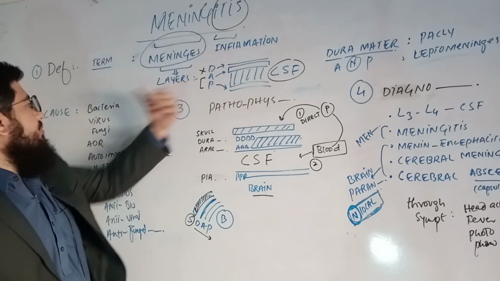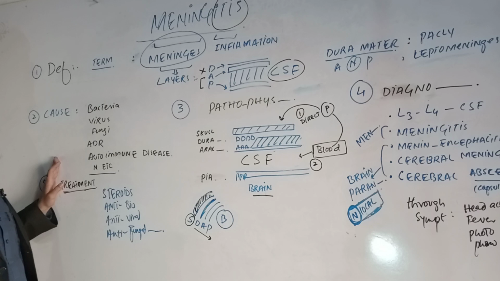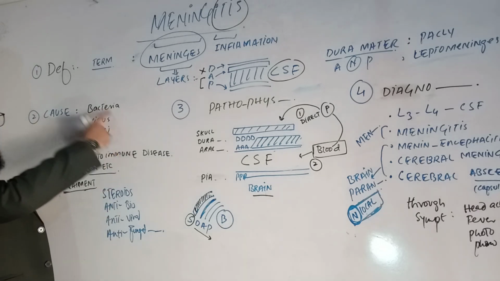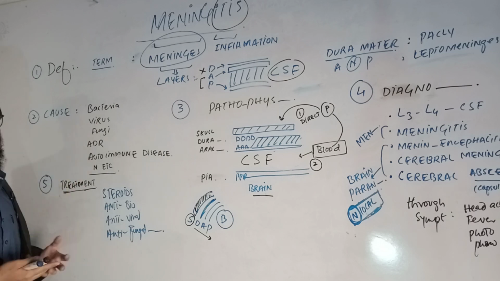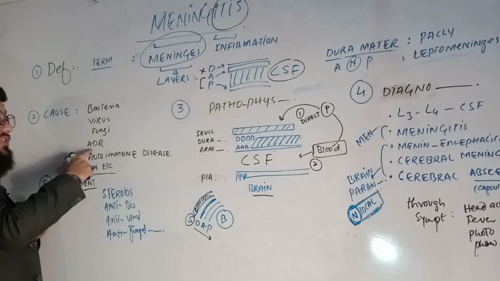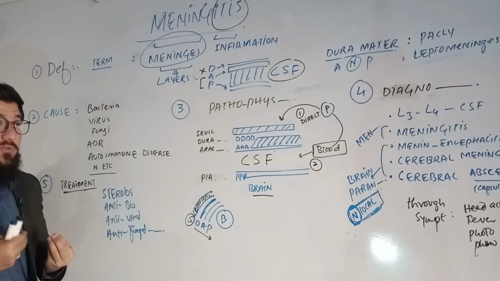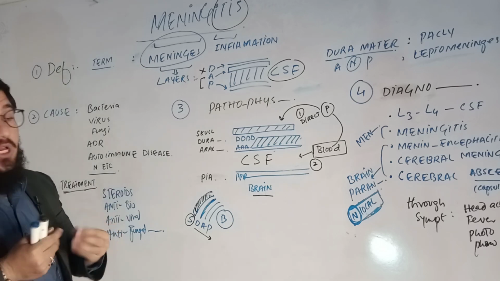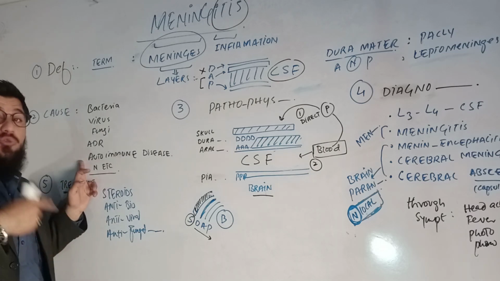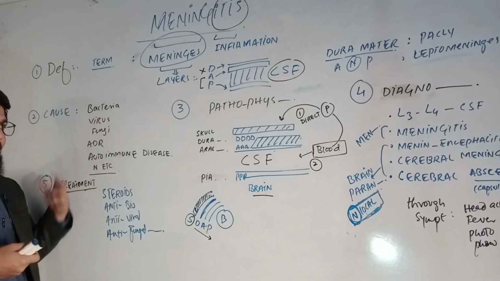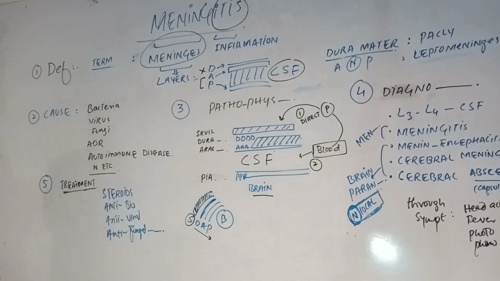We defined it. Now let's move towards the cause. What are the causes? Simple. Mostly it is bacteria, on the topmost. Then we have viral infections, fungi, and adverse drug reactions, meaning when you are taking some medication, through that we can also have meningitis. Autoimmune disease is also a responsible cause, and some other factors may also cause meningitis.